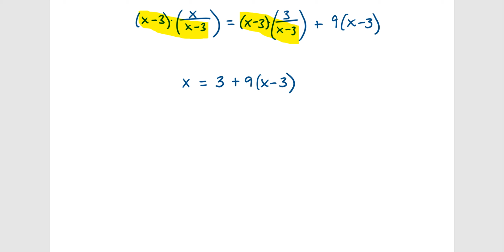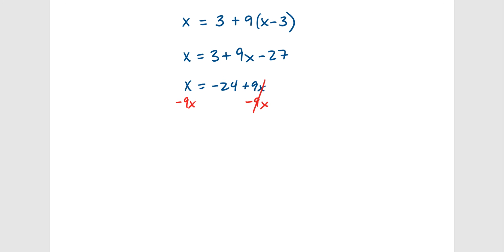Okay, so now we have a linear equation again. Let's go ahead and solve this for x. We get x equals 3 plus distribute the 9, 9x minus 27. And combining like terms, that's going to give us 3 minus 27 is negative 24 plus 9x. So let's get the variables on the left. Let's subtract 9x on both sides.